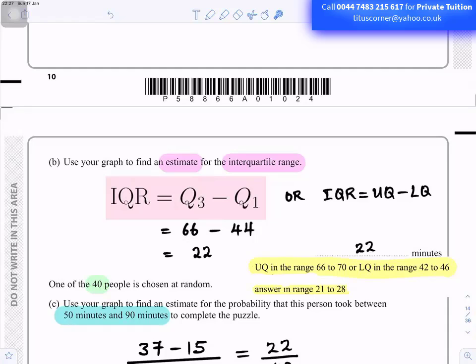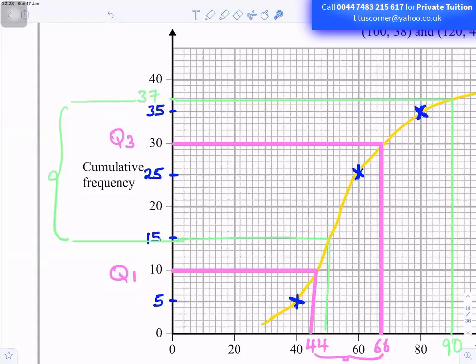But let me show you on the graph how we got those numbers 66 and 44. On the y-axis, which shows the cumulative frequency, it starts from 0 and goes up to 40. We want to divide it into 4. So there's 10, 20, 30, and 40. The first one is the boundary for the lower quartile. The next one will be at 20, which will be for the median. The next one will be at 30, which will be for the upper quartile.